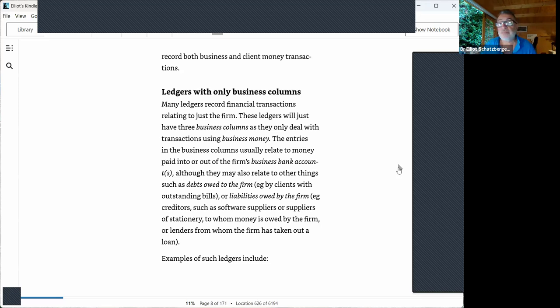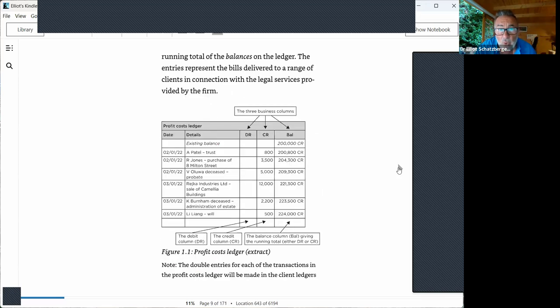Now, the other thing to note is that there are different columns, and I'm just going to go to this one to show you what I mean. There are different columns. One ledger is called the profit cost ledger, and that means bill to the client. No money, the bill to the client. You've sent a bill. It gets recorded on a ledger called the profit cost ledger. So let me show you how this works.